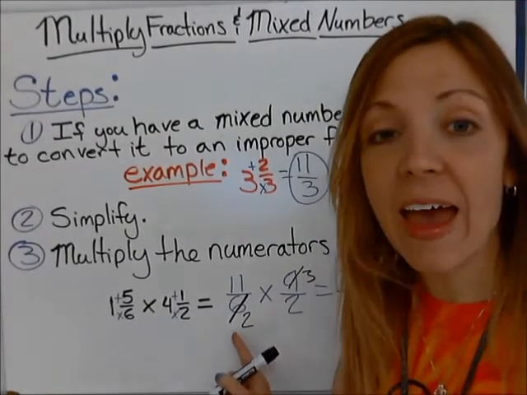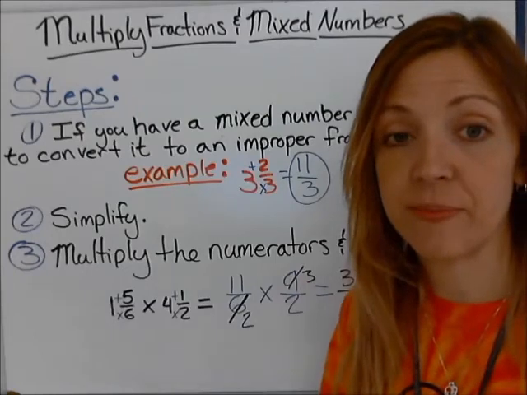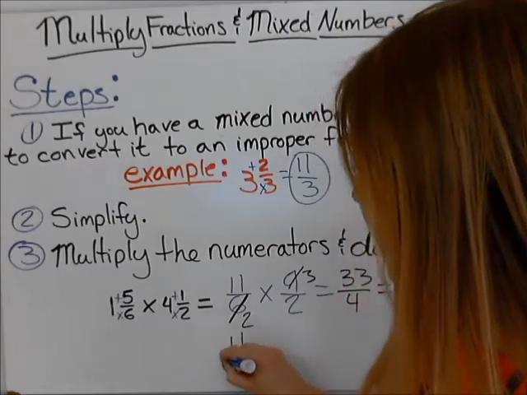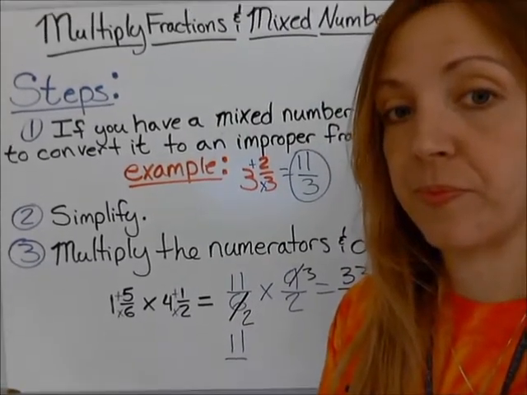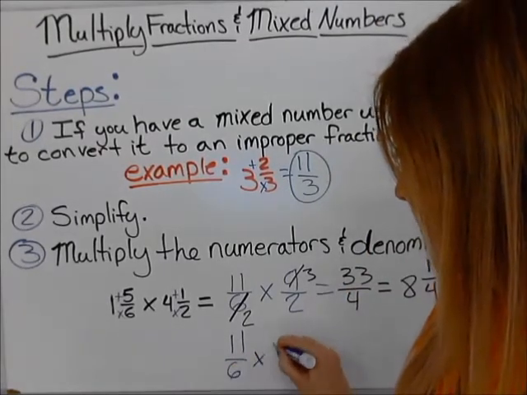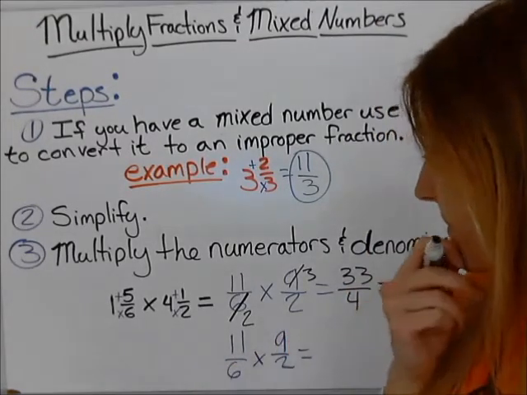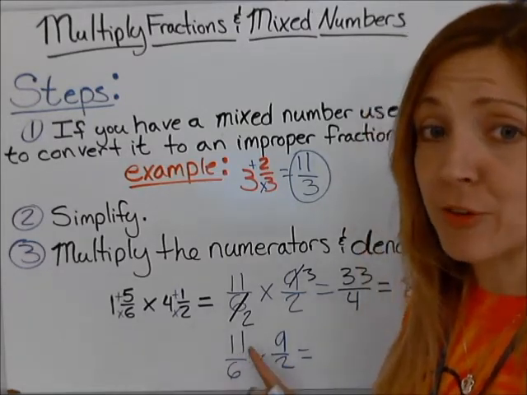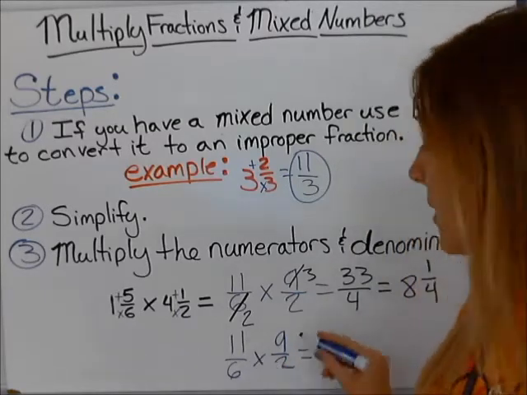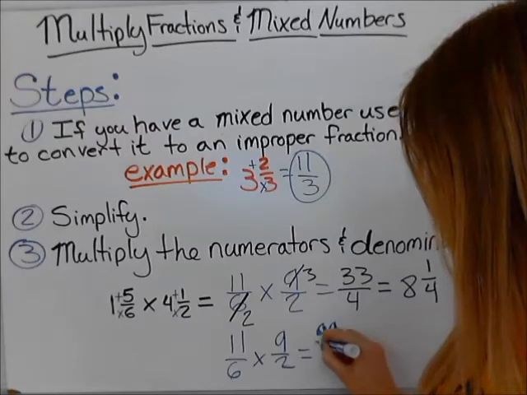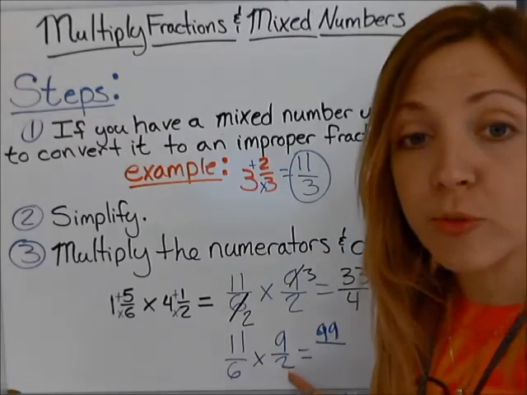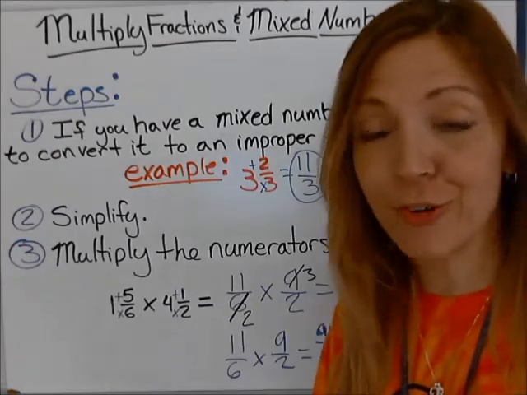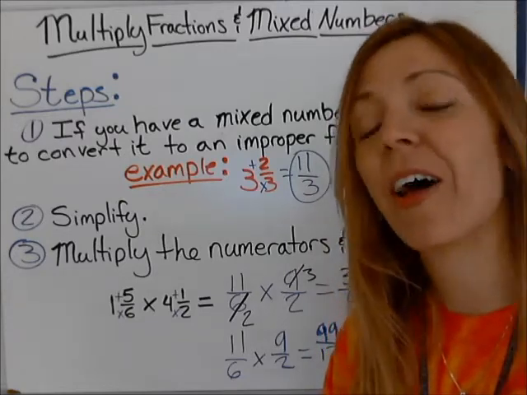All right. If I had not simplified the 9 and the 6, which you don't have to, let me show you what would have happened. I would have 11 sixths times 9 halves, and I would have to go ahead and multiply across. Multiplication is really easy. You just multiply your numerators and then your denominators. 11 times 9 is 99. And 6 times 2 is 12. But I have 99 twelfths as my answer, but it's not done. It's not simplified, so now I have to simplify it.